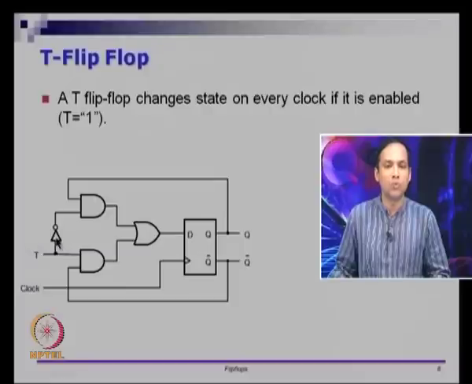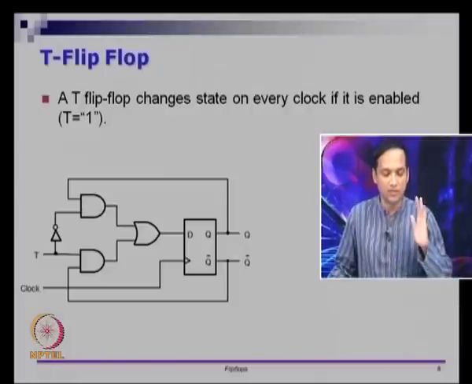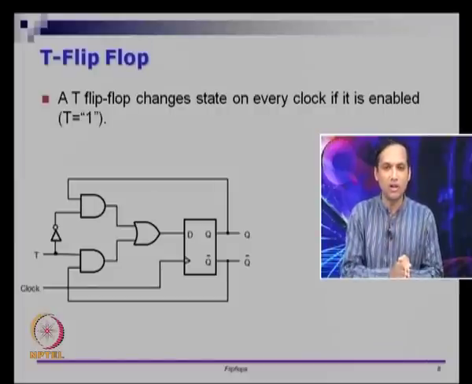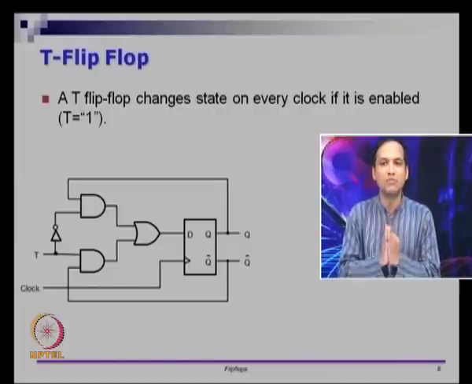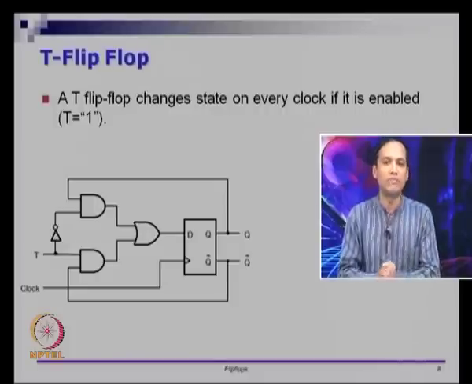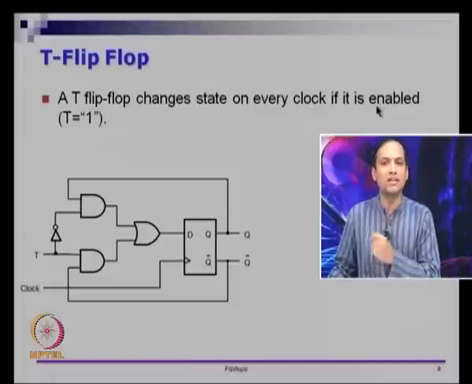If T is 1, the flip flop will toggle its current state. Let me restate this. If T is on, then this circuit will toggle its output. If T is off, it will keep the previous value that it contained. So a T flip flop, or toggle flip flop, changes state on every clock if the toggling is enabled, or if T is 1.